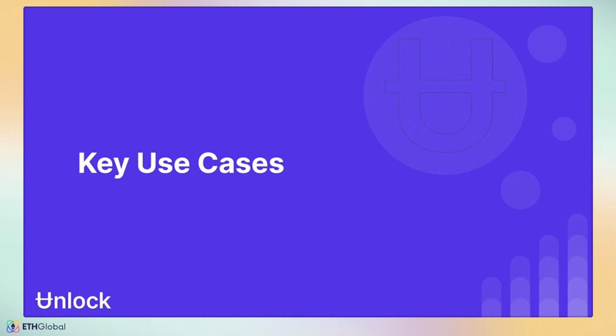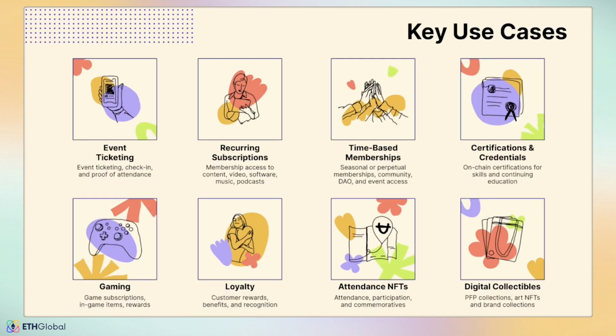Let's talk about some key important use cases, because I alluded to a few, but let's be more specific. As I said, event ticketing. A ticket to a conference, a ticket to a concert is a membership, a one-off membership, one that is just for that specific event, but it is a membership. You can also build some kind of recurring subscription. I mentioned Netflix, Amazon Prime. These are a good example of this.